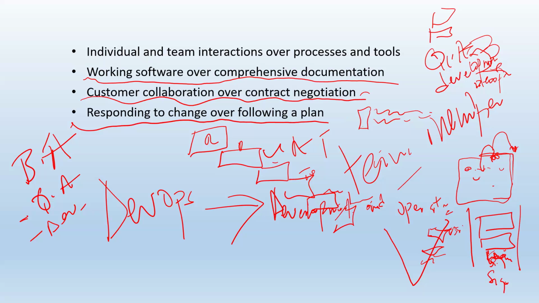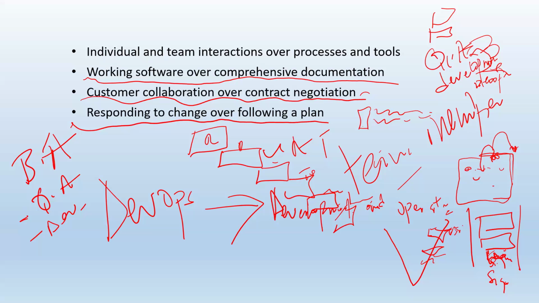Okay, because of customer collaboration over contract negotiation, they can have responding to change. You have to respond to change over following the plan they want, right? The client says, no, I don't want it there, I need the box here. I need the box there. So then you have to respond to it, all right? So there is no plan, basically.